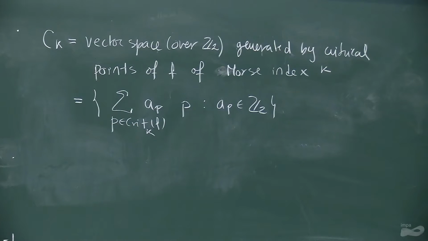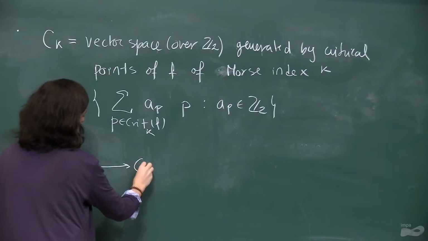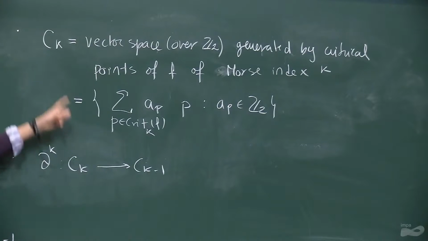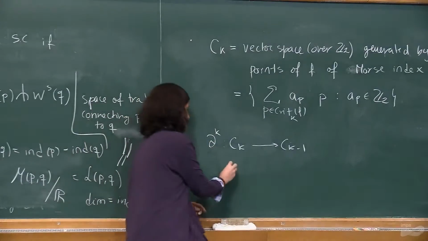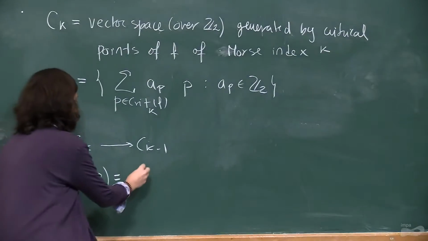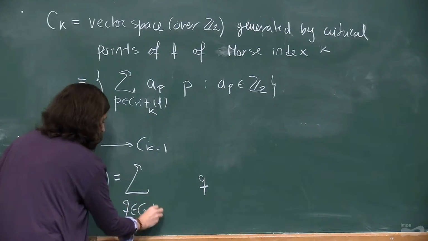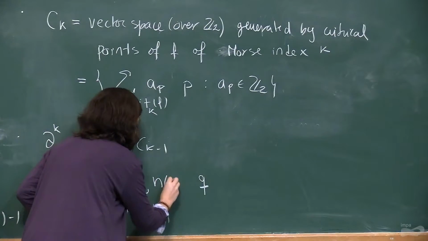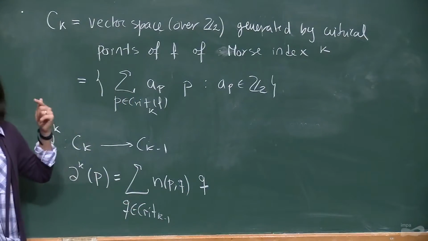So now I need to define the differential. The differential goes from C_K to C_{K-1}. And I'll say what it does to one of the generators of this vector space. So the differential d_K of P needs to be an element in here. So it will be a formal sum of critical points of index K minus 1. And the coefficient, I'll call it N of PQ. And the idea is that it counts the trajectories that connect P to Q.